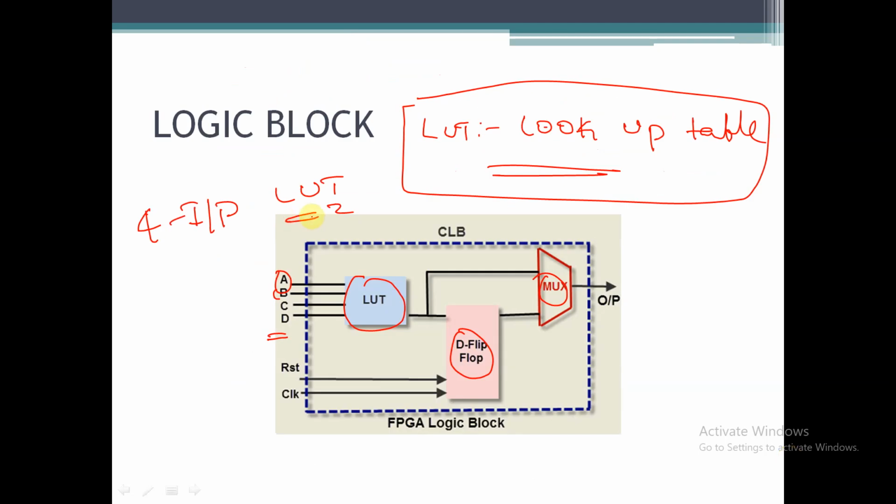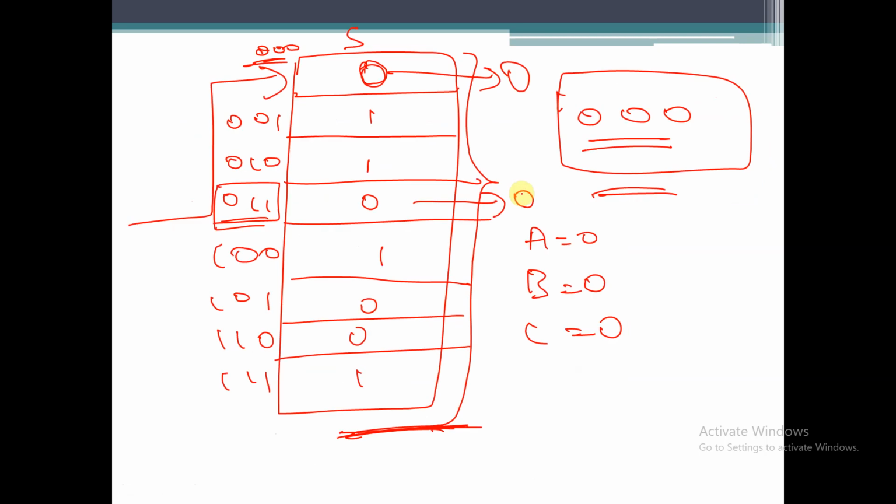So like this the lookup table will work. All the possible outcomes, that is all the possible outputs, will be stored inside this lookup table, and when you give the inputs, the corresponding output will be fetched from this lookup table and given to our multiplexer. This D flip flop is for synchronization, and its output will be given to our mux, and accordingly the mux will give our output. So this is briefly the working of a CLB, that is configuration logic block. Okay.